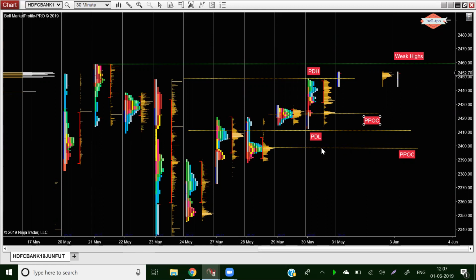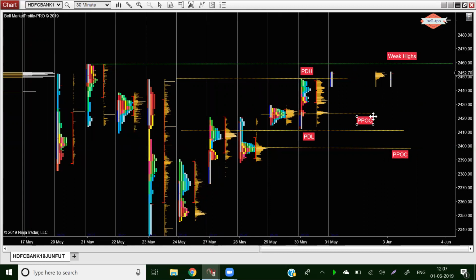Another piece of information is that during this uptrend, from 27th May till 30th May, we had a nice uptrending journey in HDFCBANK. During that journey, you can see a lot of prominent points of control being created. Two days have a prominent point of control. A prominent point of control is nothing but the point of control, the black dotted line over here. The price at which the most activity happens in a day is what we call the point of control.